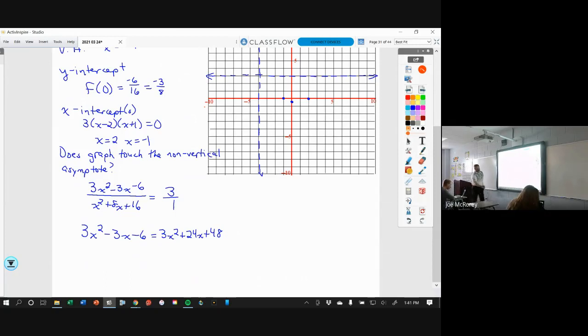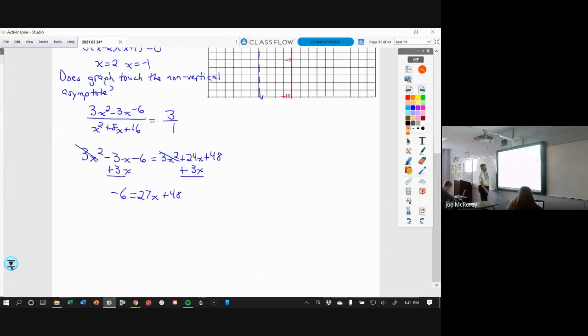Subtracting 3x squared from both sides makes the 3x squared just go away. I can now either add 3x to both sides or subtract 24x from both sides. I like to keep x positive, so I will add 3x to both sides. I have -6 equals 27x plus 48. Subtract 48 from both sides.